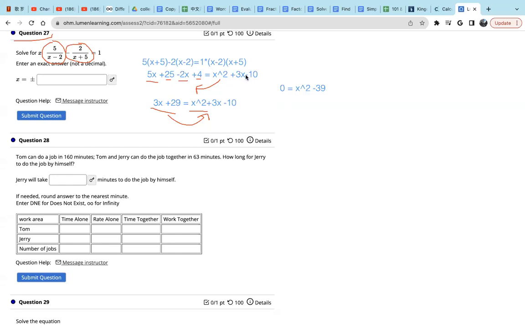So this is a weird number. I'm trying to check to see if I made a mistake. Yeah, I may make mistakes. If I do, let me know.